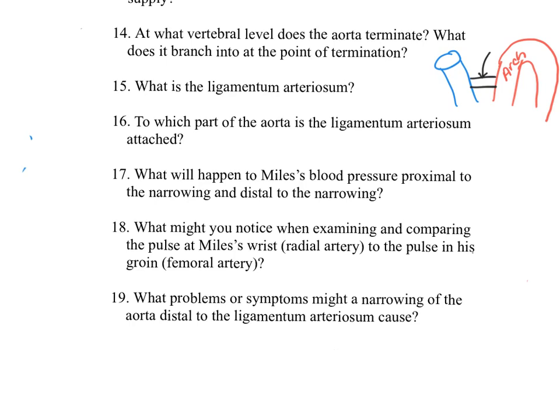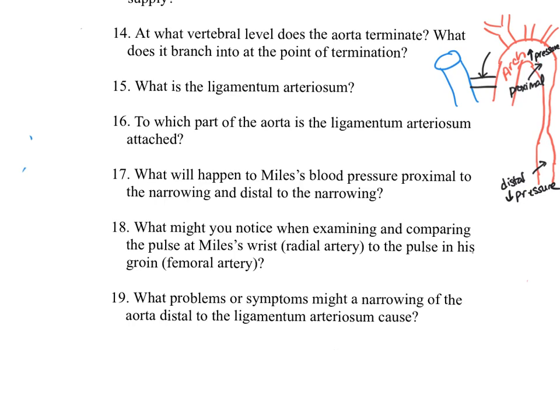Number 17. What will happen to Miles' blood pressure proximal to the narrowing and distal to the narrowing? Miles' blood pressure proximal to the narrowing will be increased because the blood is backing up. And distal to the narrowing, it will be decreased because the aorta distal to the narrowing won't be receiving as much blood.